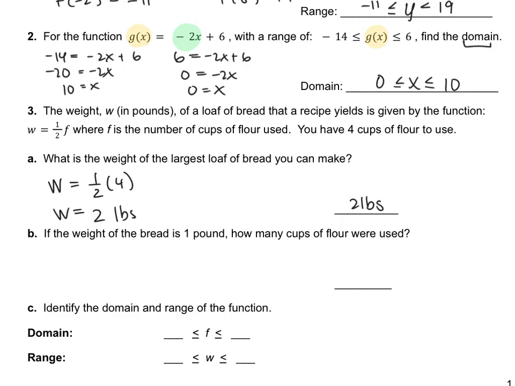Then it says, if the weight of the bread is 1 pound, how many cups of flour were used? Well, I would use that function, and this time they're telling me the weight, so I would replace w with 1, and then to get f by itself, I would get rid of 1/2. I could either divide by 1/2, but remember that the trick to that would be to multiply by the reciprocal, which is 2/1. And so that means that the number of cups of flour used would be 2 cups.